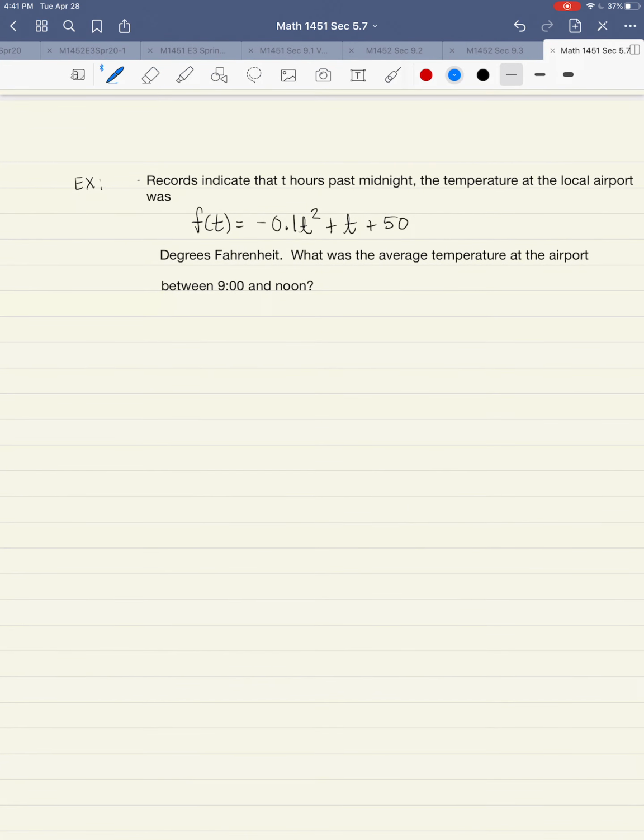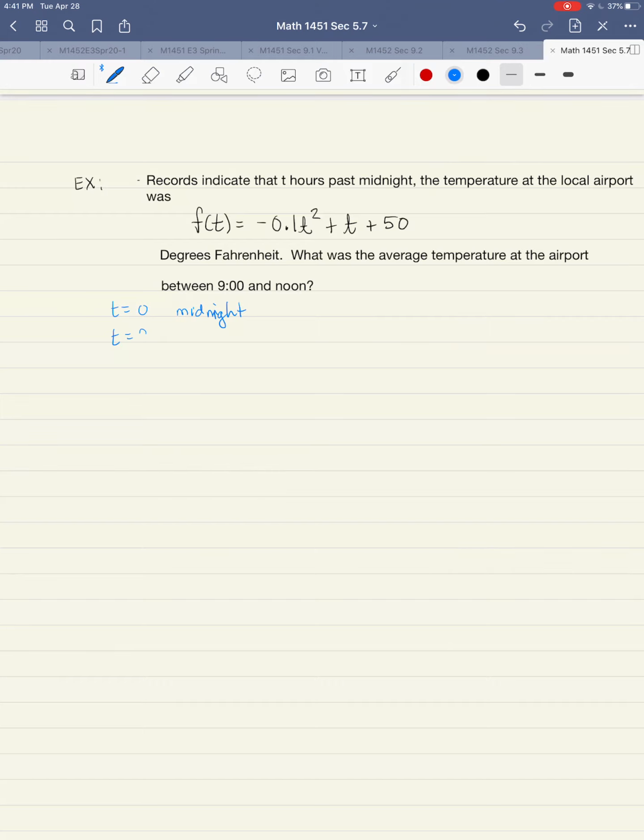Okay. Nice little application of a definite integral. And now I've got a word problem here where we can find an average value to mean something to us. Records indicate that t hours past midnight, the temperature at the local airport was given by this function, -0.1 t squared plus t plus 50. Right? So if t is hours past midnight, then t is equal to 0 corresponds to midnight, which says at midnight that was 50 degrees Fahrenheit.